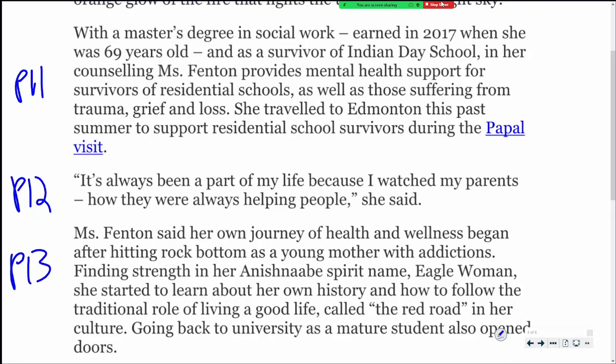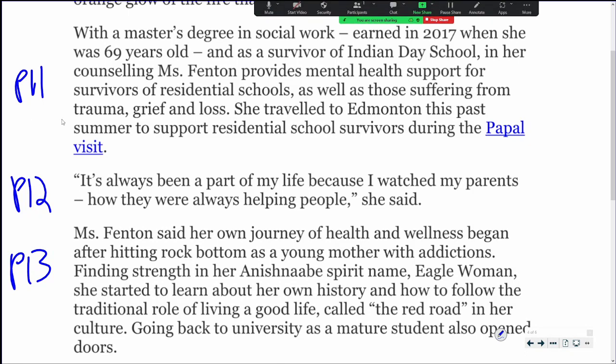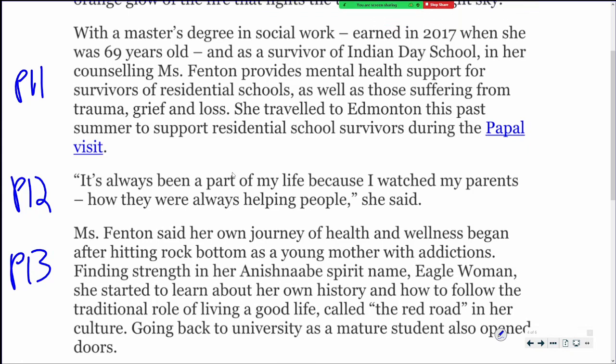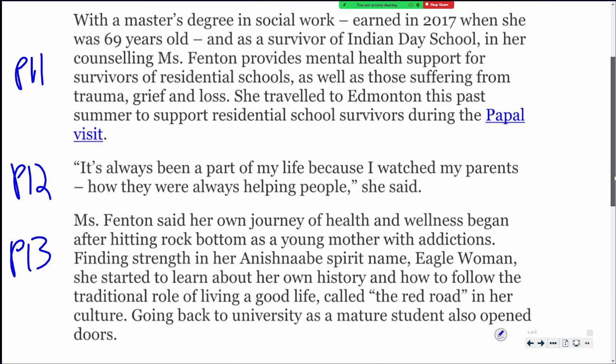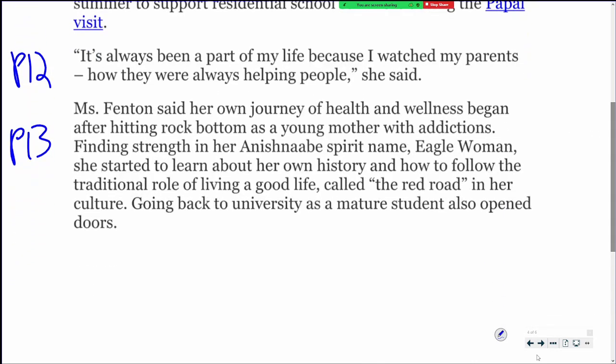Paragraph 13. Miss Fenton said her own journey of health and wellness began after hitting rock bottom as a young mother with addictions. Finding strength in her Anishinaabe spirit name, Eagle Woman, she started to learn about her own history and how to follow the traditional role of living a good life, called, quote, the Red Road, in her culture. Going back to university as a mature student also opened doors.